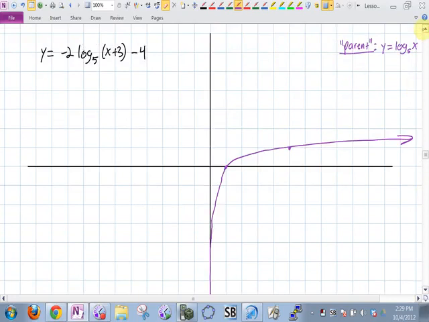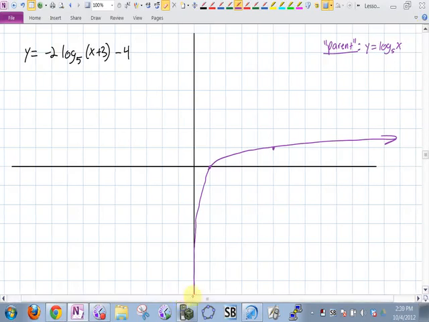Okay, now what do I want to do to this parent function in order to graph negative 2 log base 5 of x plus 3 minus 4? Reflect it in which axis? The x, which is going to be clearly different than if I were to reflect it in the y. Ah, very cool. Okay. And then I also want to do what? Okay, and I'm gonna just do those. Call this a helper graph. So this is not my final answer in green.